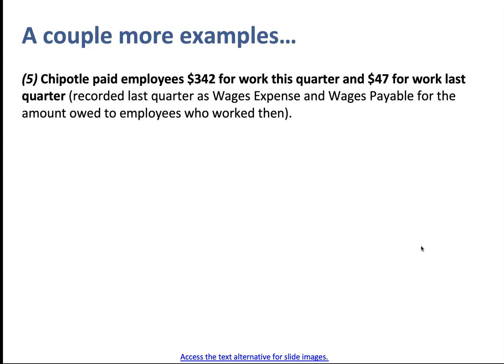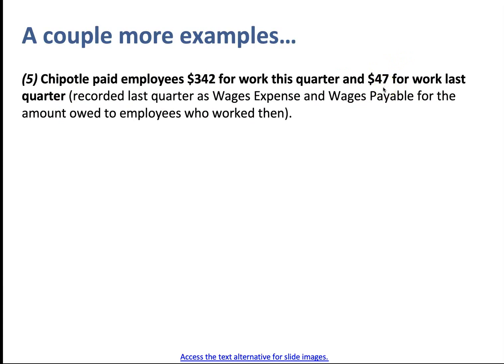First of all, you ask yourself, is there any revenue? No, right? We didn't sell anything. Is there an expense? Yes, you paid someone for the work this quarter, which means you pay someone to help you for your business that generates revenue. So this is an expense. You pay for the work last quarter. Now, the work last quarter has nothing to do with the revenue generated in this quarter. So the 47 for the last quarter is not an expense for the current quarter.